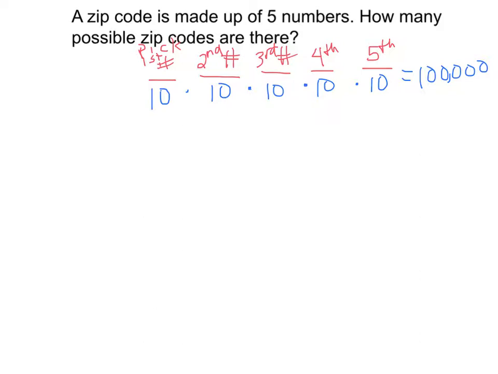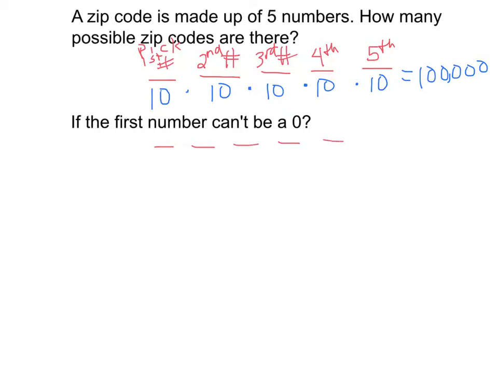So let's take a look at another example of this where we're going to throw a restriction in there. So now this next one says if the first number can't be a 0. So again, our 5 tasks are the same, 1, 2, 3, 4, 5, picking your 5 numbers. Well, the first one can't be a 0, which means we really can only pick the numbers 1 through 9, and so there are 9 different options for the first number.